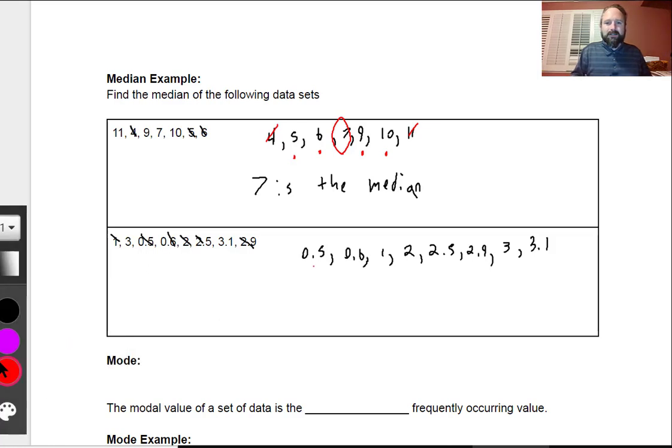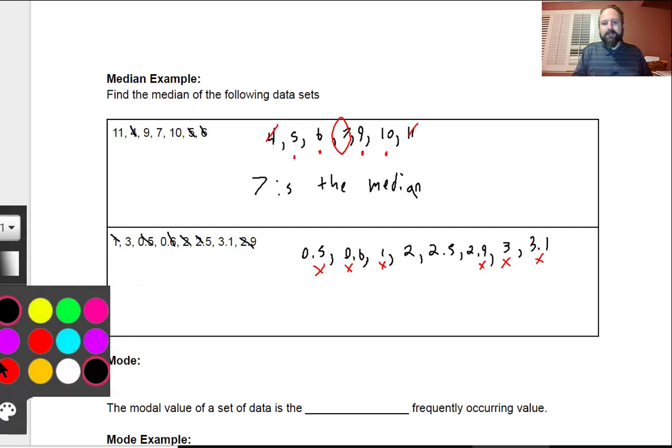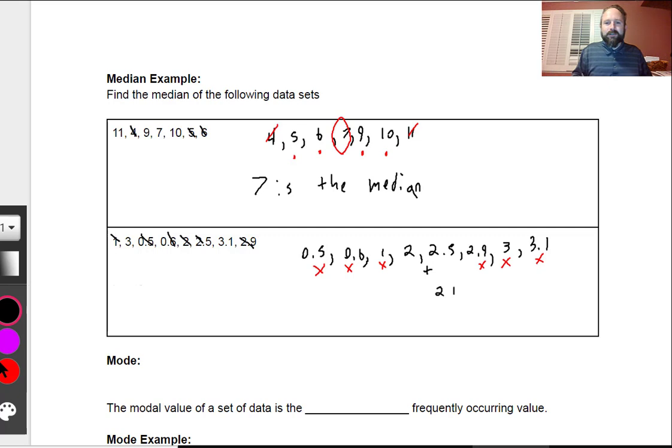So once again, I can cross off each of these numbers until I get to the very middle. There's no middle number. So in order to solve this, we're going to add these two up: 2 plus 2.5, divided by 2. Now, for those of you who want a trick, that's halfway between $2 and $2.50. Well, if you're still struggling, just get a calculator out and do 4.5 divided by 2, which would be $2.25. And so 2.25 is the median. All right, let's go on to the next one.